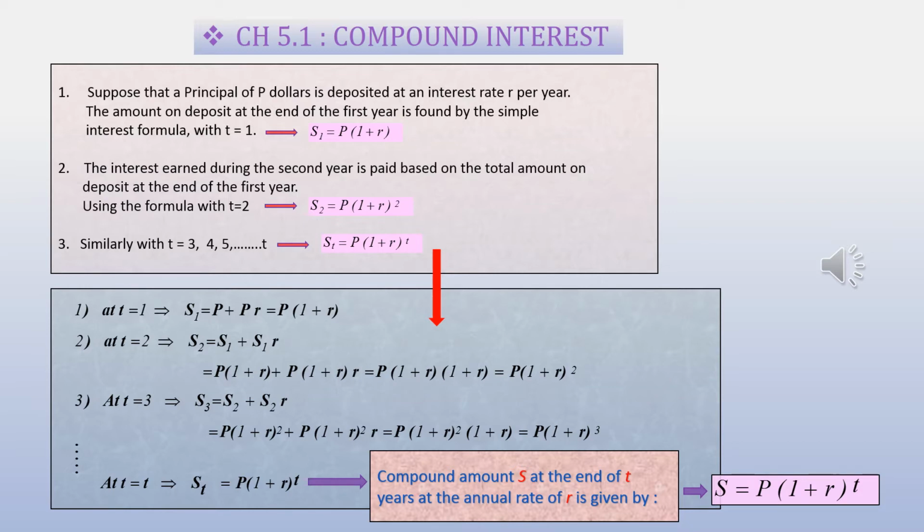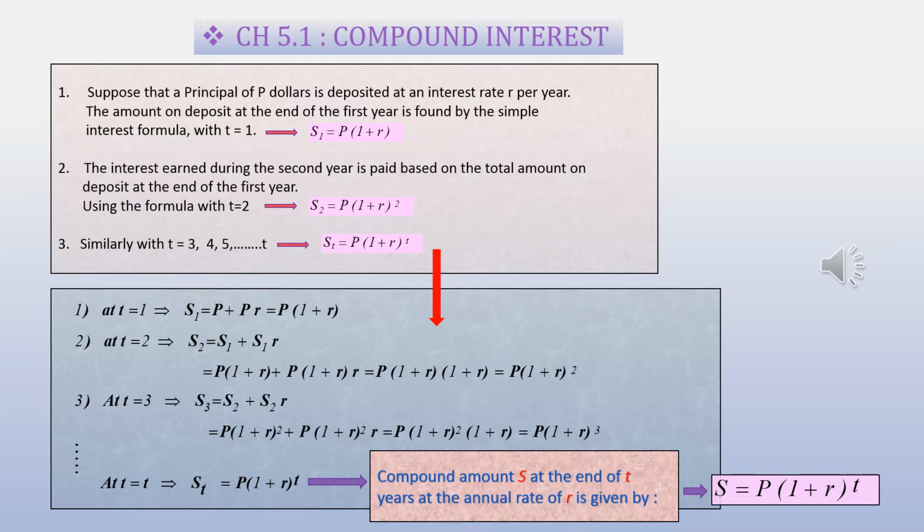Now, let us calculate how the money grows in the first year. Let us see the box below. Number 1. At t equal to 1, S1 equal to P plus PR. t means here the number of years. So t equal to 1 means in the first year. S1 means the amount of money after 1 year.